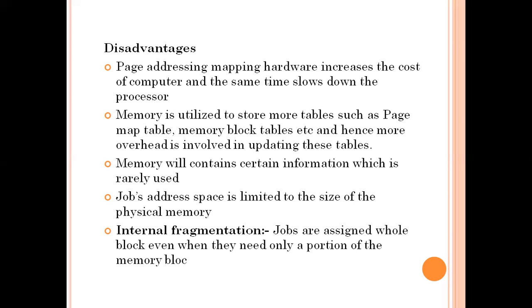Suppose the job size is 3200. The first 3 pages occupy 3 blocks, no problem. Whereas in the case of the last page, it requires only 200 bytes. For that also, we are allocating a complete block, that is 1000 bytes. So for the last page, the requirement is only 200, still you are allocating a block of 1000 bytes, which means 800 bytes is wasted in one particular page. Such wastage we call internal fragmentation.